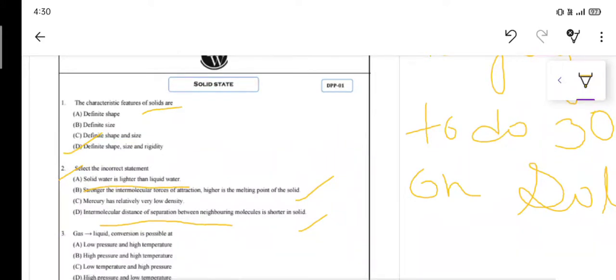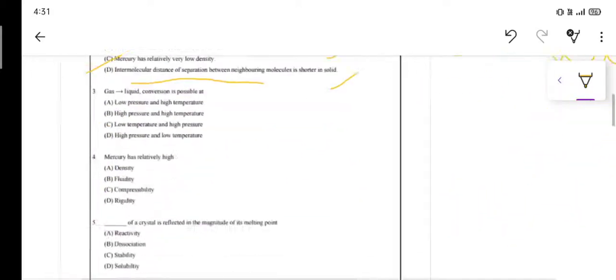So, solid water is lighter than liquid water. What do you mean by solid water and liquid water? Solid water means ice, and liquid water means water, simply liquid. So solid water is lighter, yes, because the density of ice is less than the density of water. Therefore, the wrong answer is mercury. It has relatively lower density? No, it has higher. So 2C.